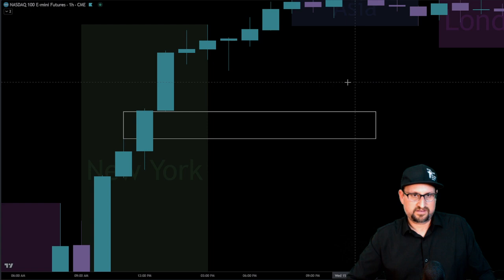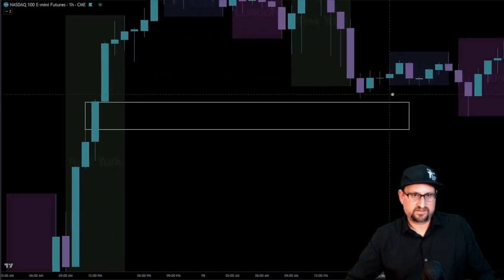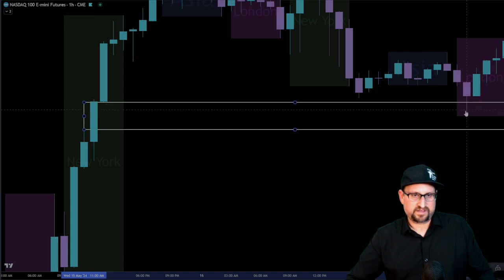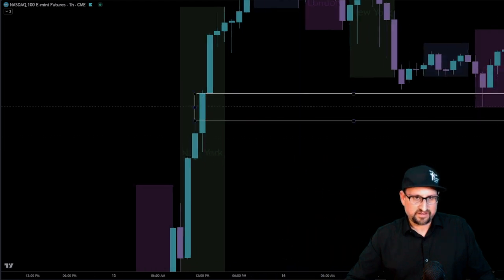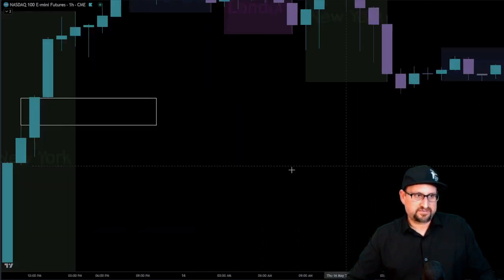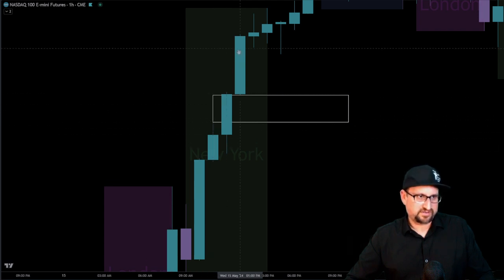If we stretch this out, let's go this way and squish it back a little bit. Let's see if we come back into it. So we come back into it right here, and then we move in the London session. So there you go. So fair value gaps, that's going to be the most important thing: candle 1, candle 2, candle 3.